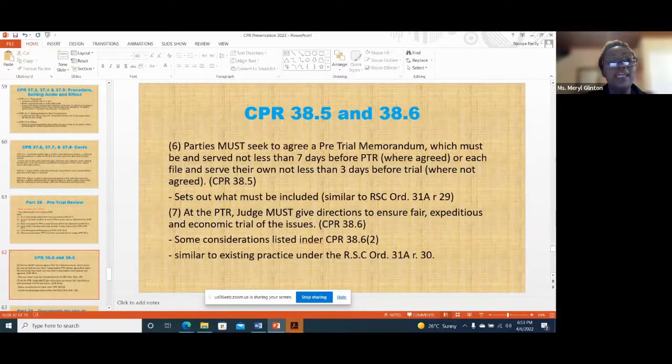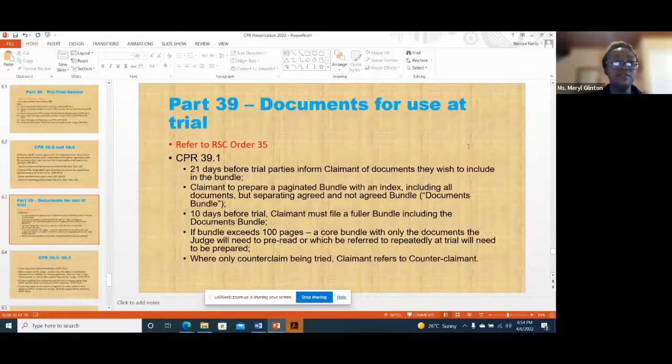At the pretrial review, a judge must give directions, and those directions must ensure the fair, expeditious, and economic trial of the issues. Some considerations that the judge should look at are listed under 38.6. And again, this is very similar to the provisions under Order 31A of the RSC. Next slide. So that's pretrial review. As I said, it's very similar to what we already have, so I didn't intend to spend much time on it unless someone has a particular question.